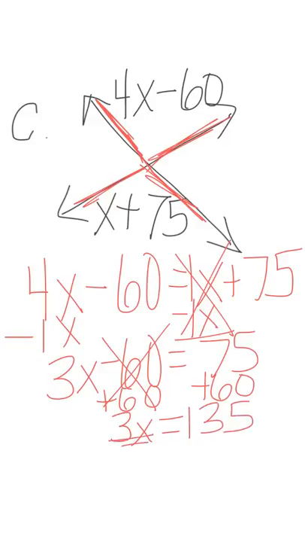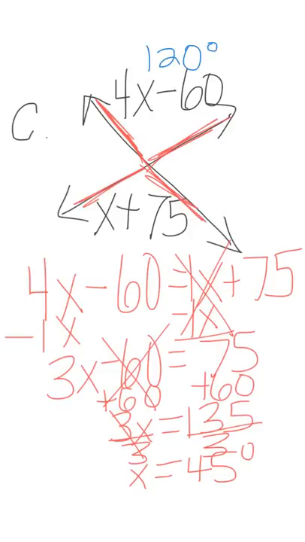Now to get rid of the 3, we divide by 3 on both sides, and x is going to equal 45. Now that we know the angle measure for x, we need to plug it back into 4x minus 60. So 4 times 45 is 180. Then 180 minus 60 is 120. That means this angle measure is 120 degrees.